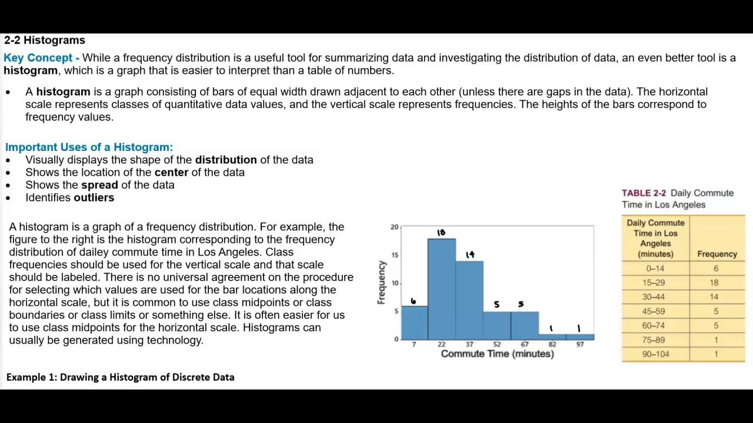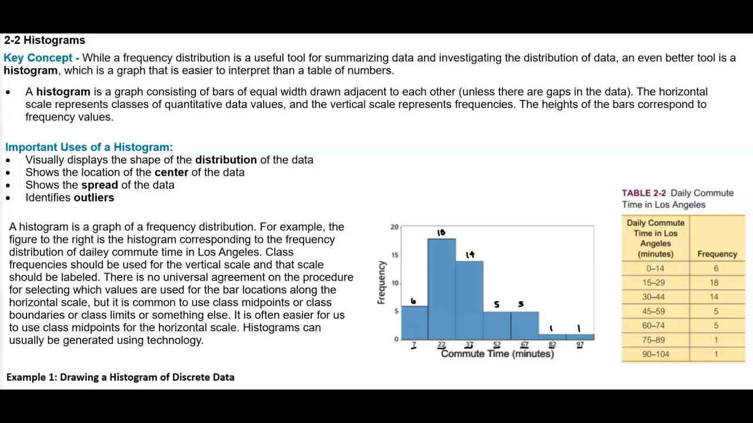Now again, 7 is the midpoint, because if you take 0 and add 14 and divide it by 2, it gives you 7. If you take 15 plus 29, divide that by 2, that gives you 22, and so on. And therefore, those are the class midpoints.